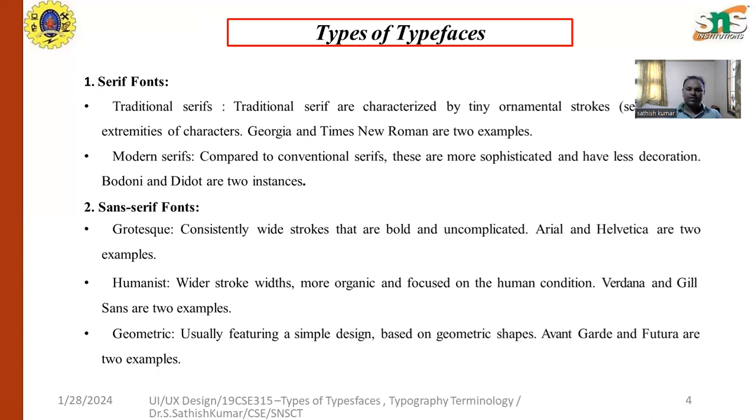Humanist has wider strokes, more organic and focused on human qualities. Verdana and Gill Sans are two examples.